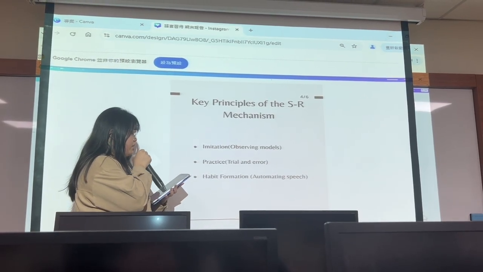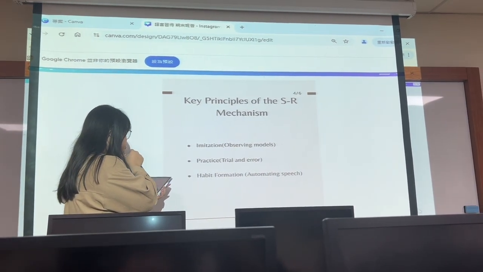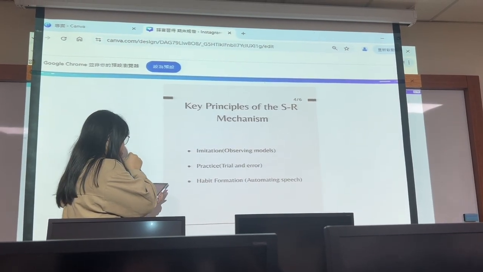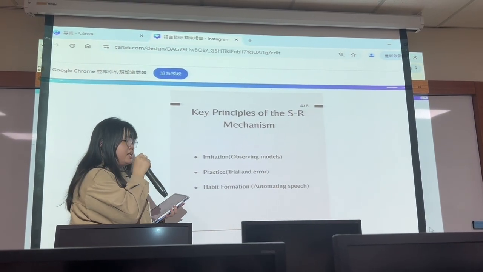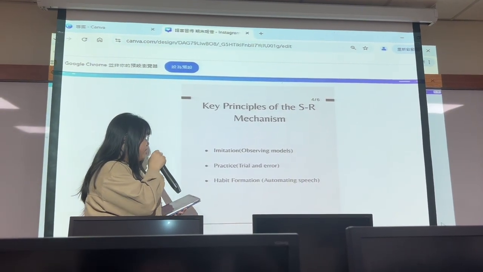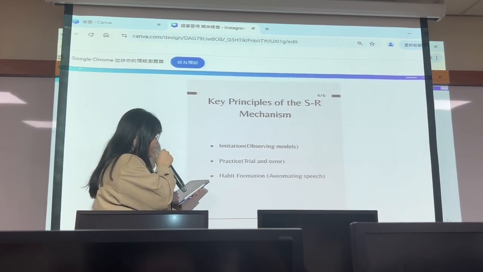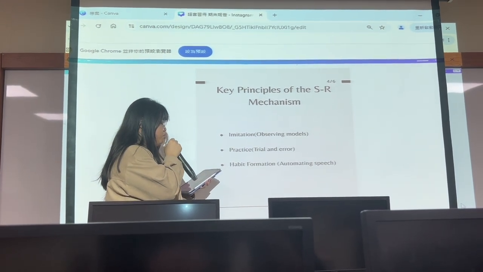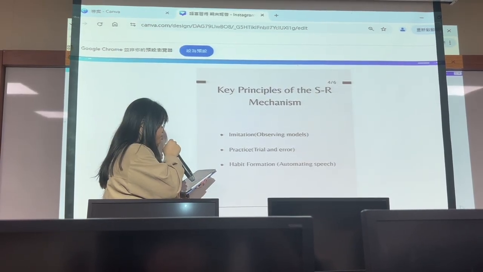So based on the SR cycle we just explained, there are a few key principles in how this mechanism actually works in language learning. First, imitation. This is about observing and copying models. Children listen to people around them, such as their parents, friends, and teachers, and they try to repeat the sounds, words, and sentences they hear. And the second is practice. This involves a lot of trial and error. Learners try out different sounds and structures. Sometimes they guess right, sometimes wrong. Through practice, the correct forms are slowly reinforced.